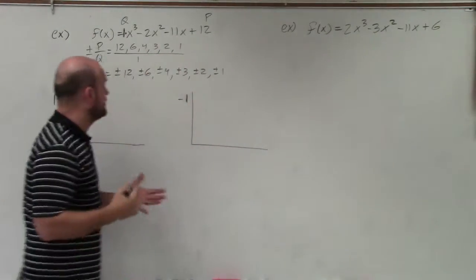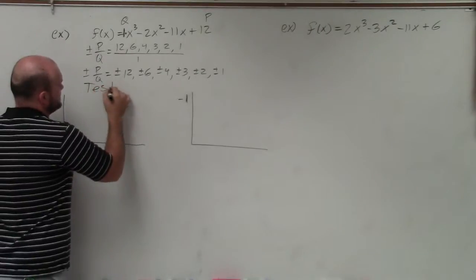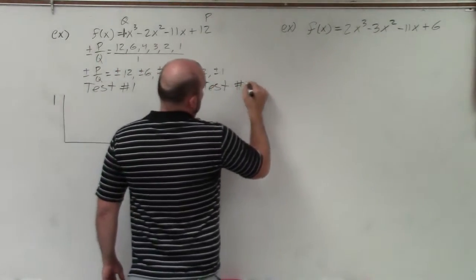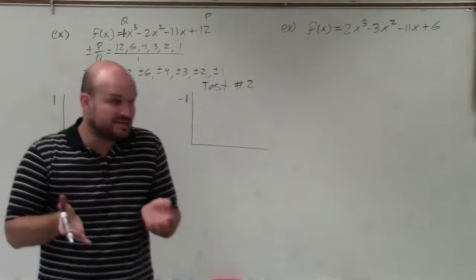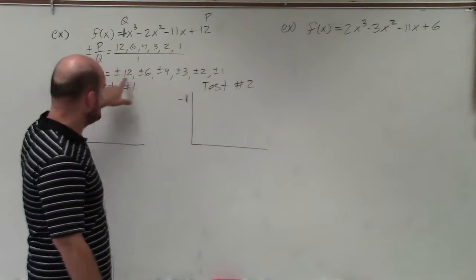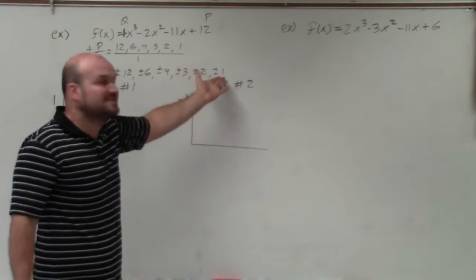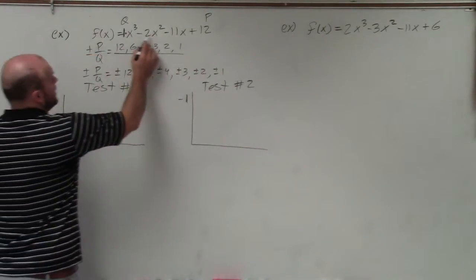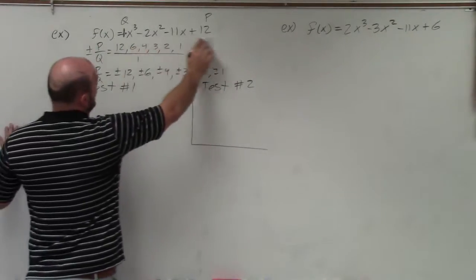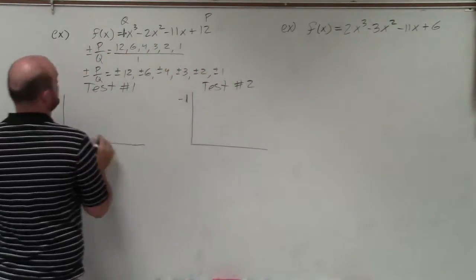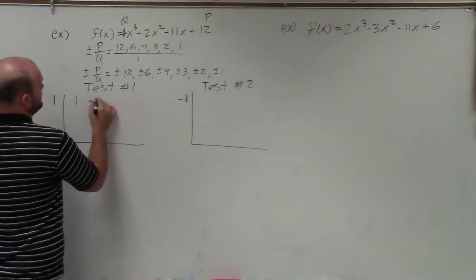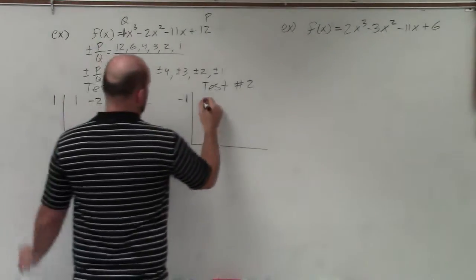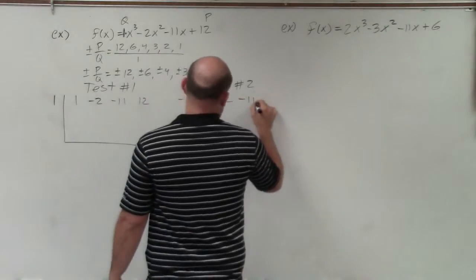Basically, I'm going to call this test number 1, test number 2, and start testing. You could choose any one of these, but I think it's easier to start with 1 and negative 1 as your two tests. Then I take the coefficients of my polynomial, making sure it's in descending order and you're not missing any. So I have 1, negative 2, negative 11, and 12.